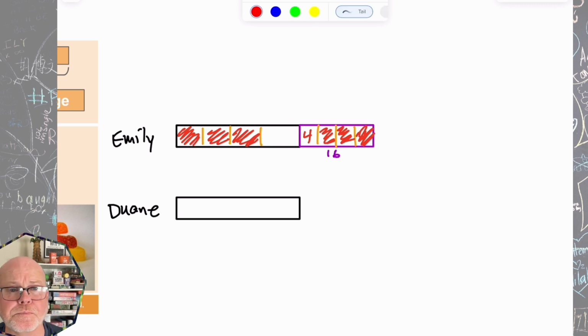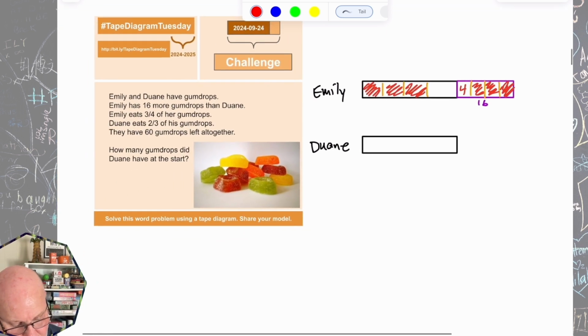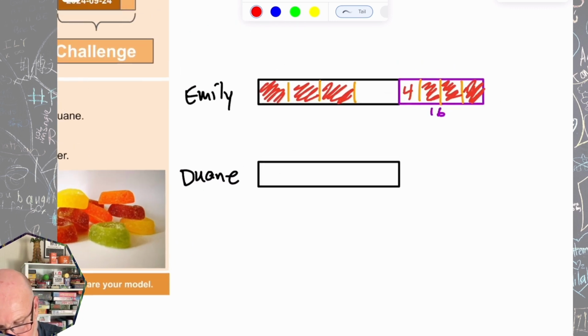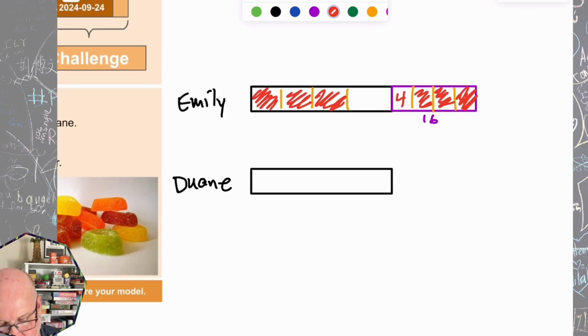All right. But then what did Duane do? Duane eats 2/3 of his gumdrops. So I'm going to just cut and cut. And then he eats 2/3 of those gumdrops. It doesn't matter which thirds I eat, but there you go, right there. All right. Now we have a total of 60 left over.